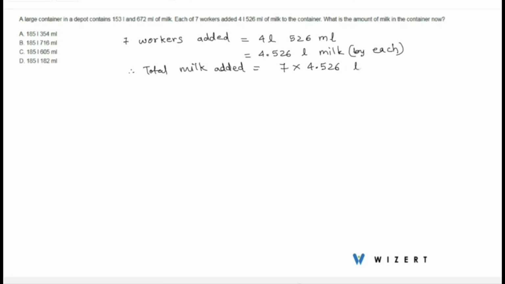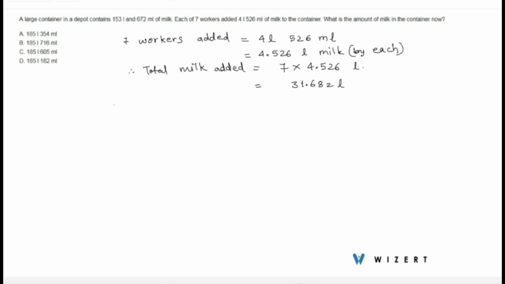4.526 liters. So that will be, let's see, 7 6s are 42, 4 is carried. 7 2s are 14 plus 4 is 18, 1 is carried. 7 5s are 35 plus 1 is 36, 3 is carried. 7 4s are 28 plus 3 is 31. So 31.682 liters is added by all the workers together.